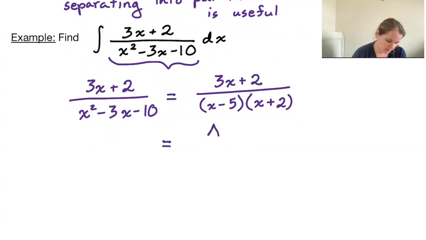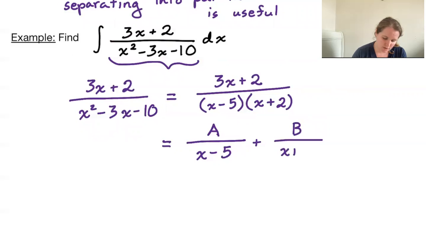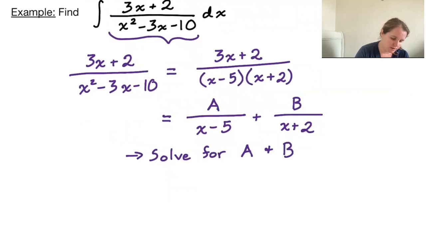So essentially what we're going to do is assume that we can split this fraction as A over x minus 5 plus B over x plus 2. And then our job will be to solve for A and B.